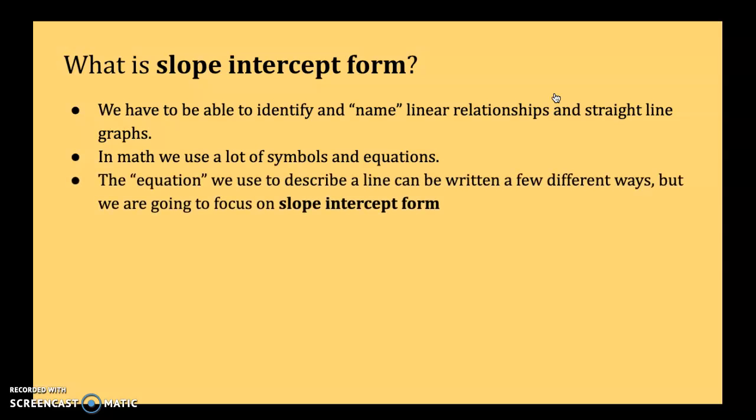Okay, and so the equation that we use to describe a line, there's a few different ways you can write it, but in 8th grade math, we're going to focus on slope-intercept form. And so this is slope-intercept form. Y equals mx plus b. Okay, you might remember that from earlier in the school year, maybe a little bit from 7th grade math.